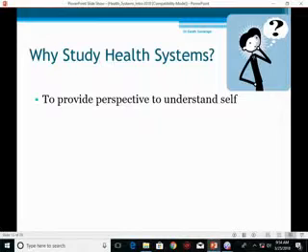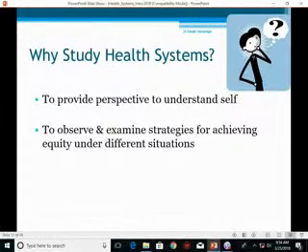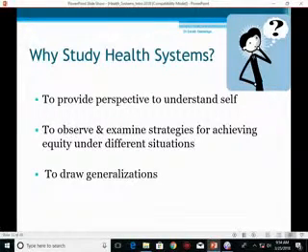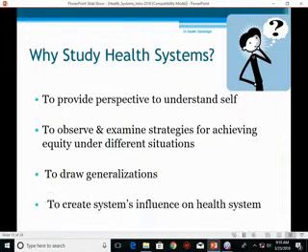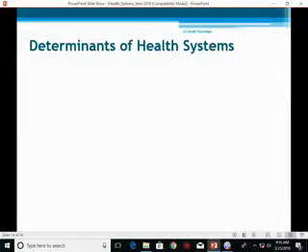It provides you understanding. You need to know different perspectives of yourself in terms of the services needed. Then, if you study the health system, it will help you to observe and examine the strategies for achieving equity under different situations. So that is the important thing. And then based on your findings, you can make generalizations and develop your health system based on that, and create systems influence on the health system. If you take the whole overall system, there are the other things also.